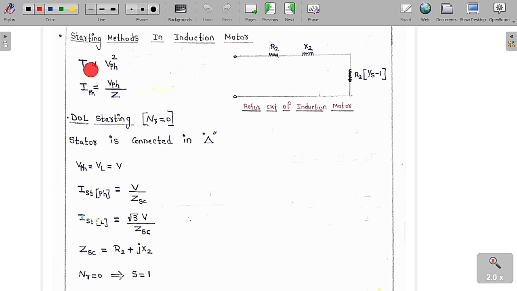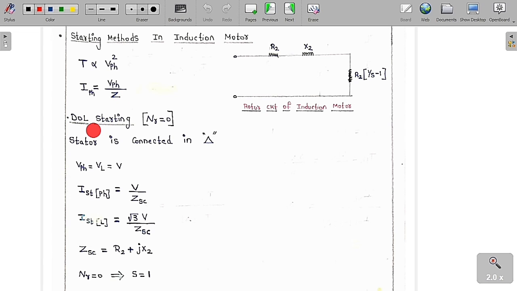I have already told you torque is always directly proportional to the square of the phase voltage. So listen carefully. What is the phase current? Phase current is equal to phase voltage divided by the impedance of the coil, the stator impedance.